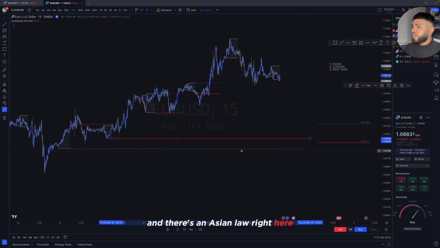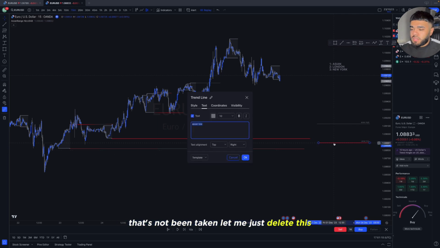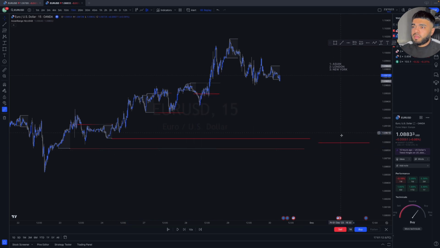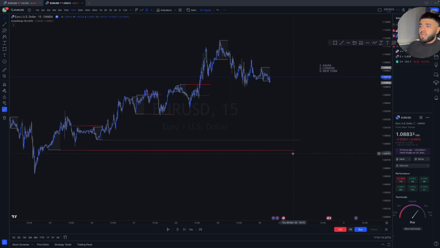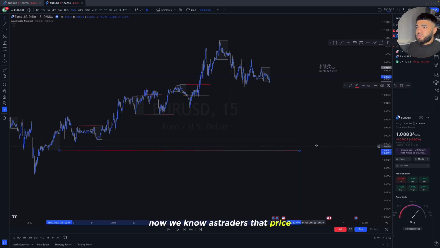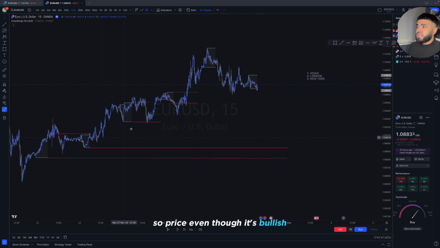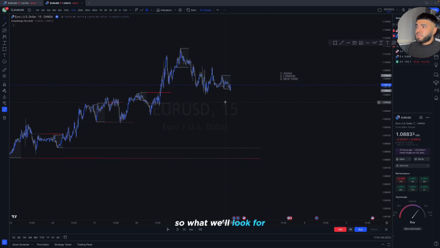And there's an Asian low right here that's not been taken. Let me just delete this. Now, we know as traders that price will end up taking this Asian low. So we can potentially look for sells, because we know that, whoa, wait a minute, price has not taken this Asian session. So price, even though it's bullish, it's probably going to come down and take these sessions and probably go back up. We never know. So we will look for a setup somewhere around here to take sells.